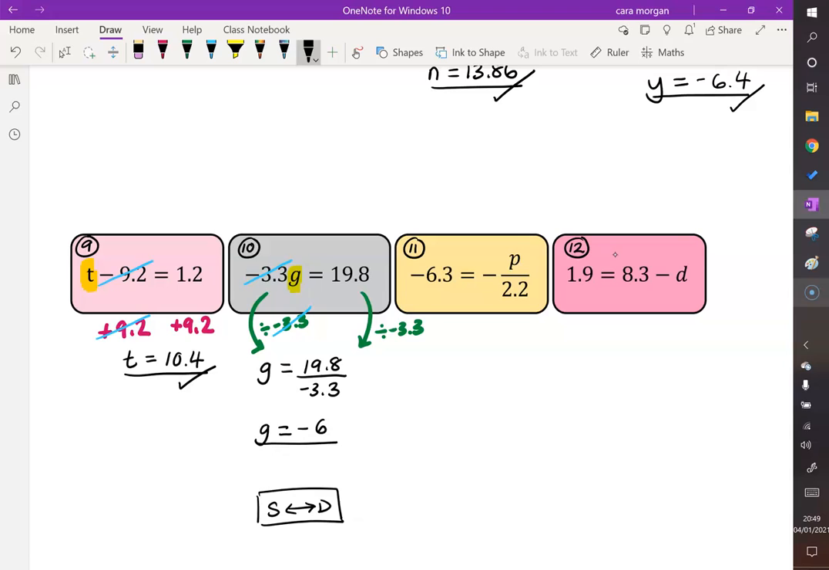I'll put that back into my original equation. Negative 3.3 multiplied by negative 6. Yes, that does give me 19.8.